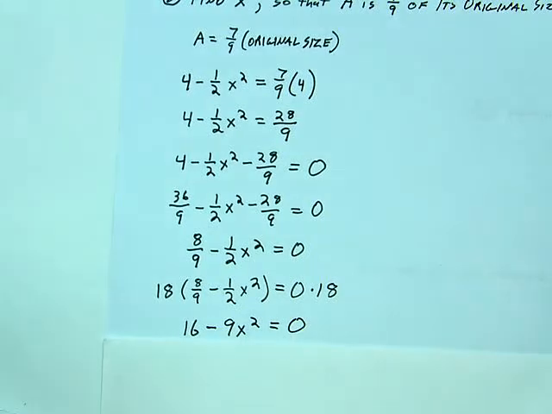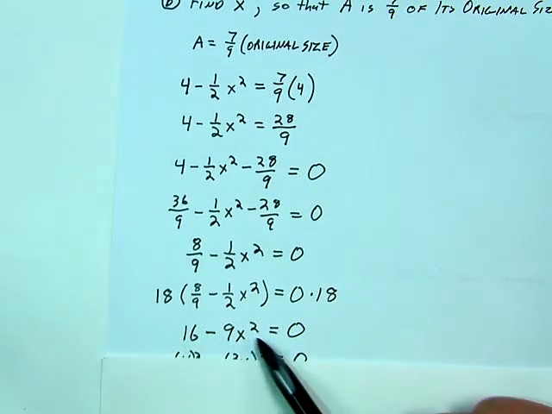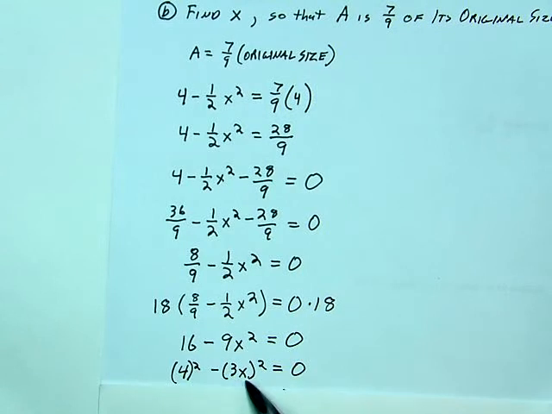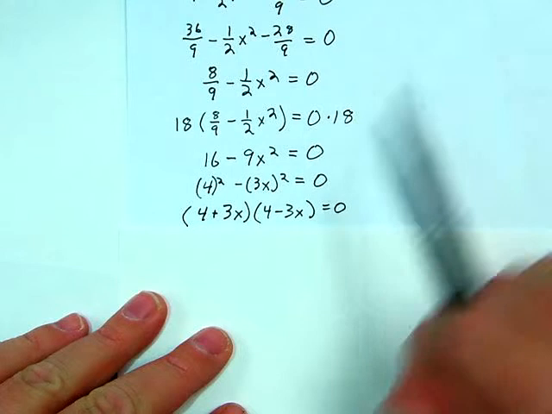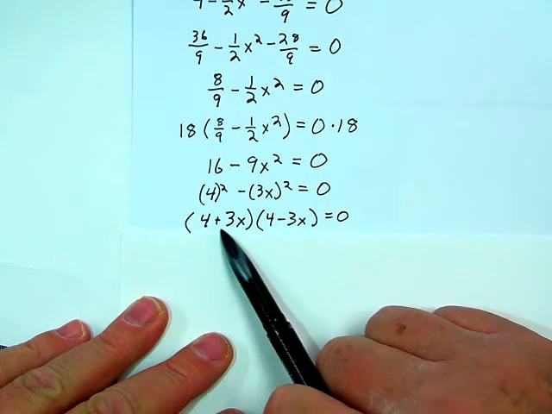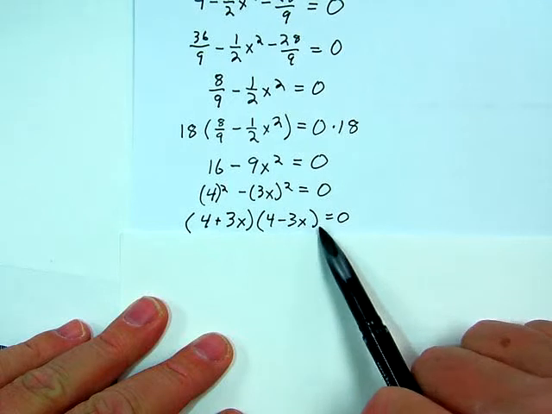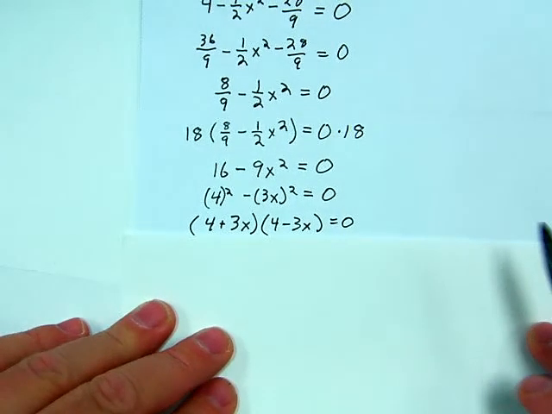Now I look at it and I see a difference of squares: 4 squared minus 3x squared, 4 squared minus (3x) squared. And that leaves me with the final factoring of (4 plus 3x) times (4 minus 3x). But remember, I'm supposed to solve this equation for how big that size of x has to be, of that cutout corner of my paper. So now I need to solve for x. I need to set those two factors equal to 0. So here's that.